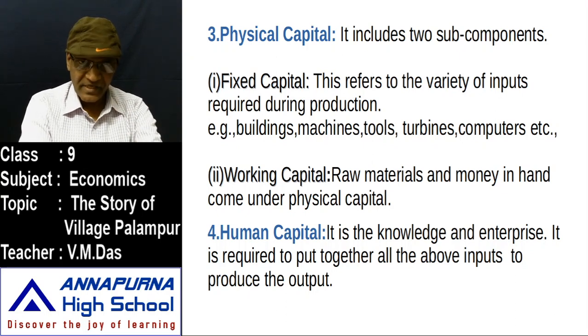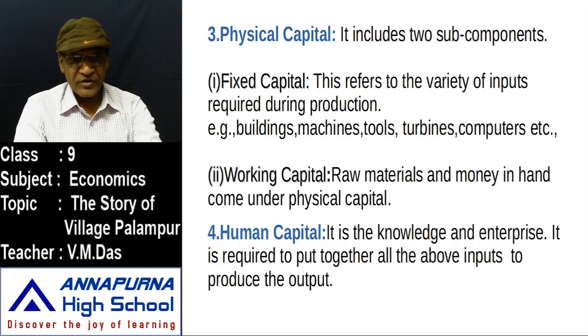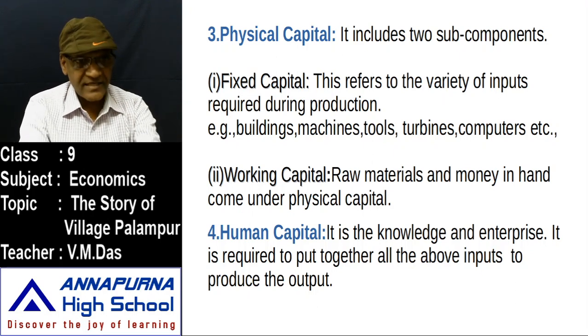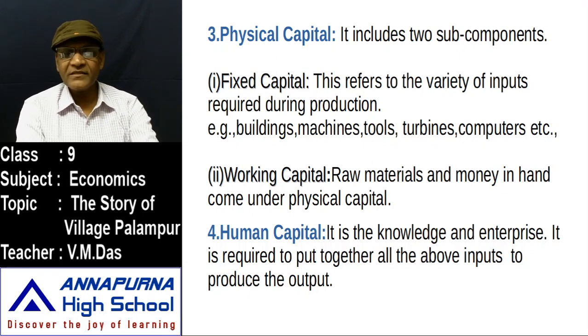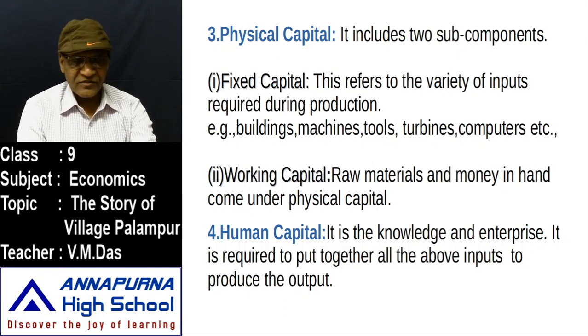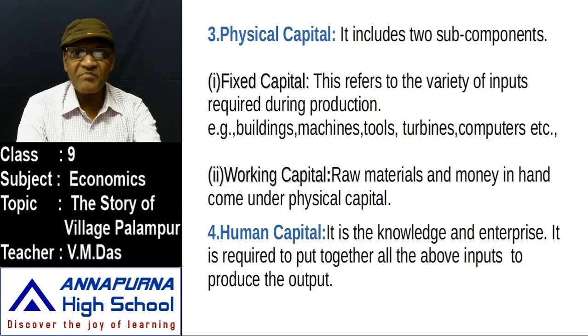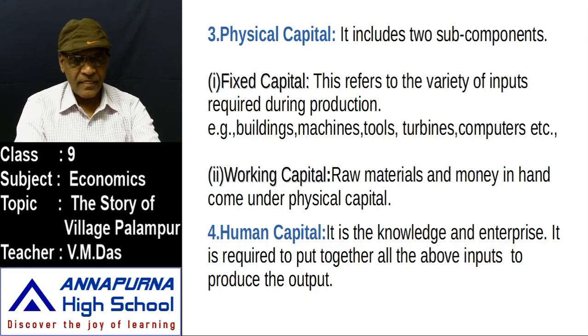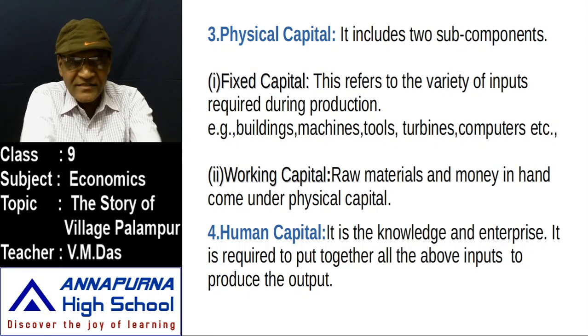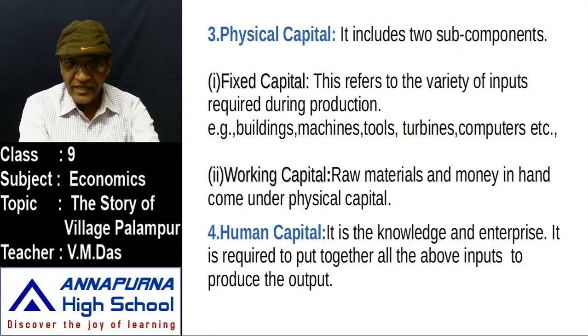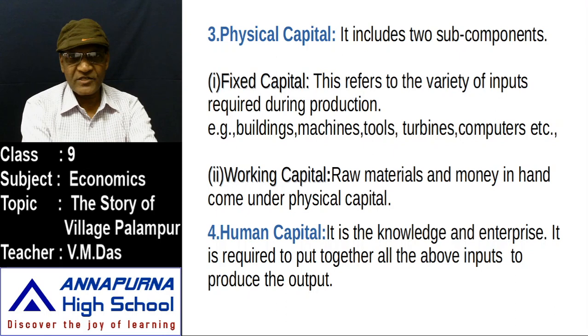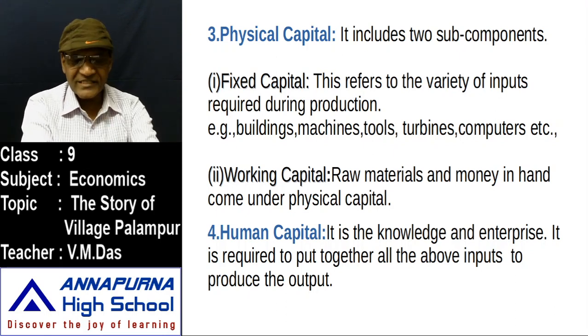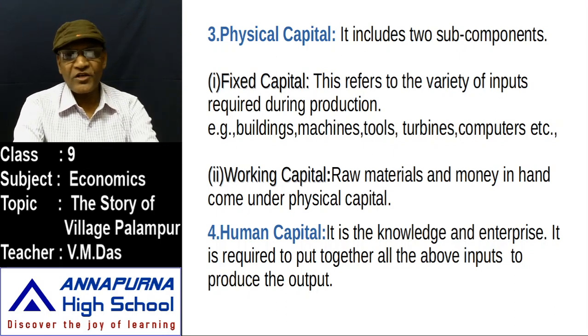We need buildings, machines, tools, turbines, and computers to make goods. All these items come under fixed capital, because we cannot get these by nature. For example, we have to build the buildings, and we have to acquire machines, tools, turbines and computers by paying for them. That's why all these, which are needed in the production of goods, come under fixed capital.